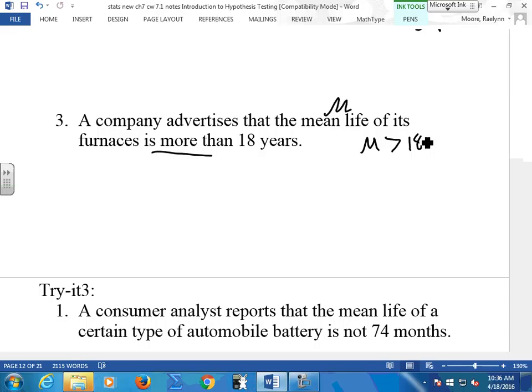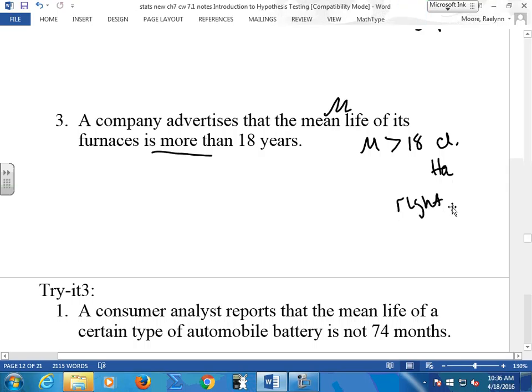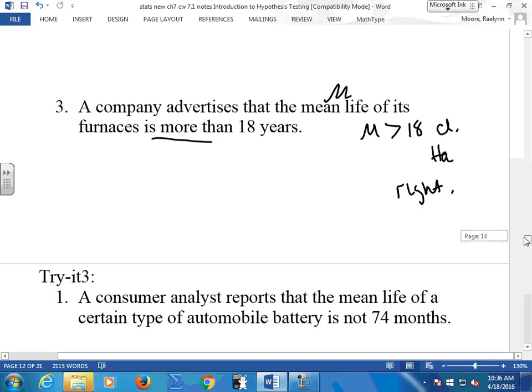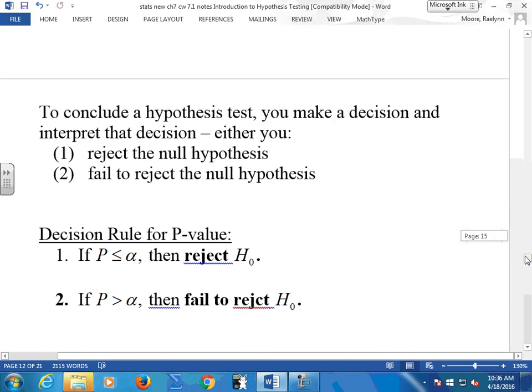So, is this my claim? Yes. Is it my HO or my HA? What tail test am I? Right tail test. Okay. Since we have no other way, we're not testing them yet. The next unit will be testing them.